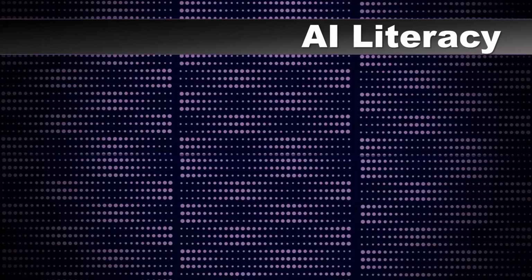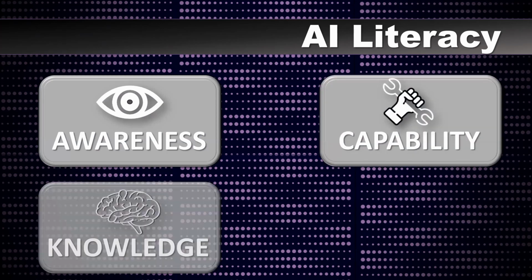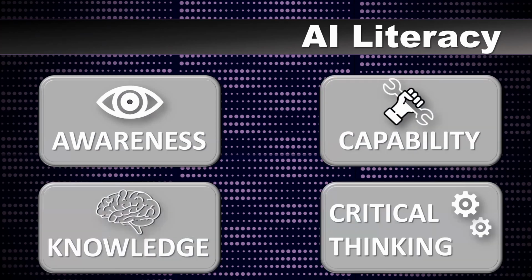So that's why we really need to fully understand AI literacy for ourselves as faculty, so that we can then maximize the development of AI literacy for our students. AI literacy is broken up into 4 different main sections: awareness, capability, knowledge, as well as critical thinking. Each of these concepts or aspects are extremely important on their own, but putting it all together really helps to fully understand AI literacy as a whole.